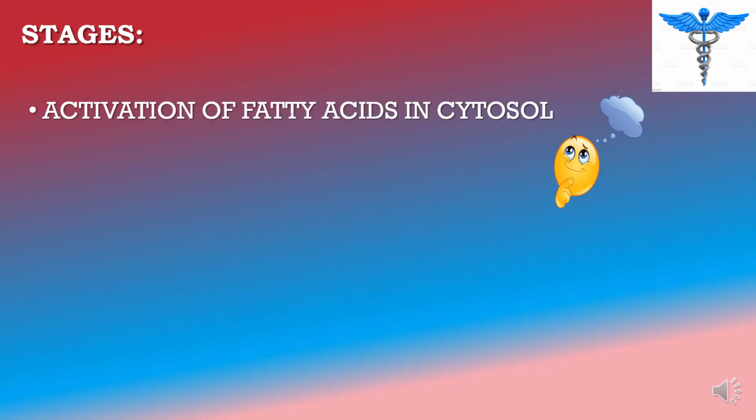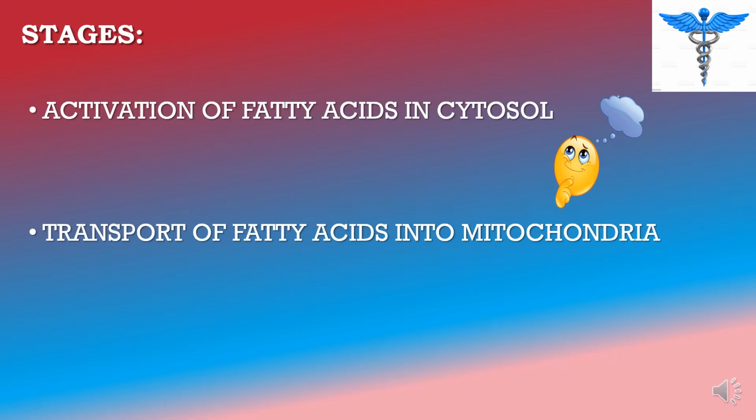How many stages are there of fatty acid oxidation? There are 3 stages of fatty acid oxidation. They are activation of fatty acids in the cytosol. So first we will activate the fatty acids in the cytosol. Then what will we do next? We will then transport it into mitochondria.